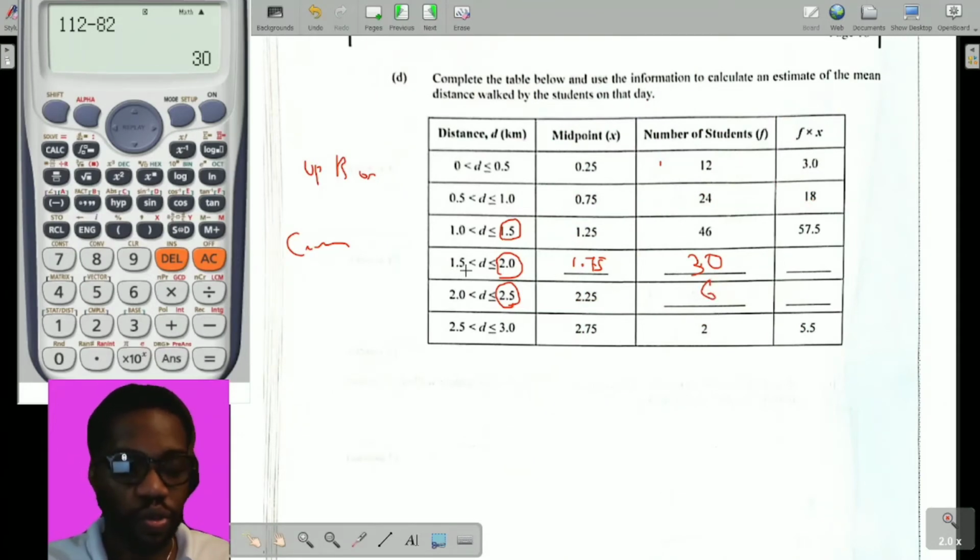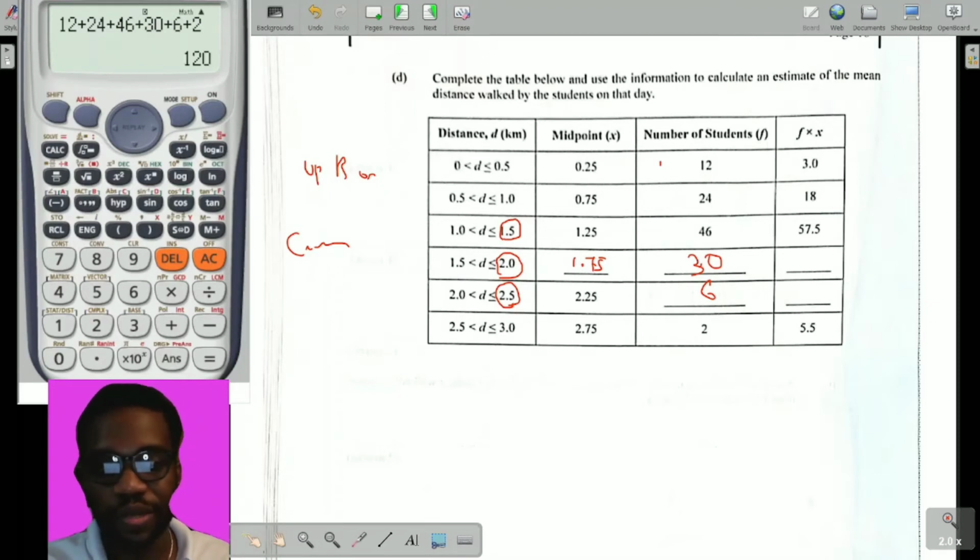Alright, now, does this make sense? Let's check. Remember, the total number of persons you have is 120. If it doesn't add up, something is wrong. So let's go 12 plus 24 plus 46 plus 30 plus 6 plus 2. If I don't get 120, I'm in trouble. I got 120, so I can relax, right?